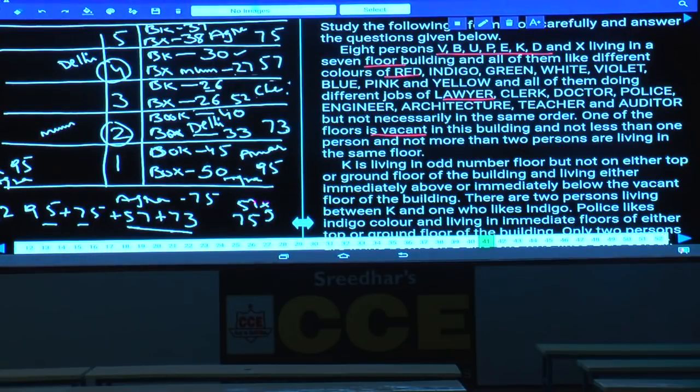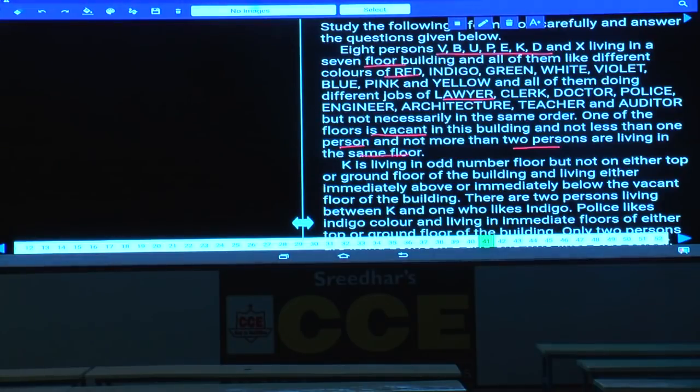That means one of the floors is vacant in this building, and not less than 1 person and not more than 2 persons are living on the same floor. That means on 2 of the floors, 2 persons are staying, and on the remaining 4 floors, 1 person is staying. Hence 4 plus 4 is 8, and 1 is vacant. Done with this? Now this is the description part. Then question numbers 41 to 45. Tell me how many floors do we have?